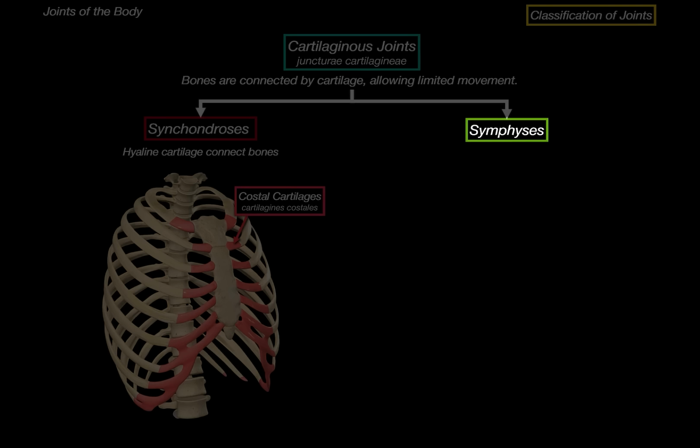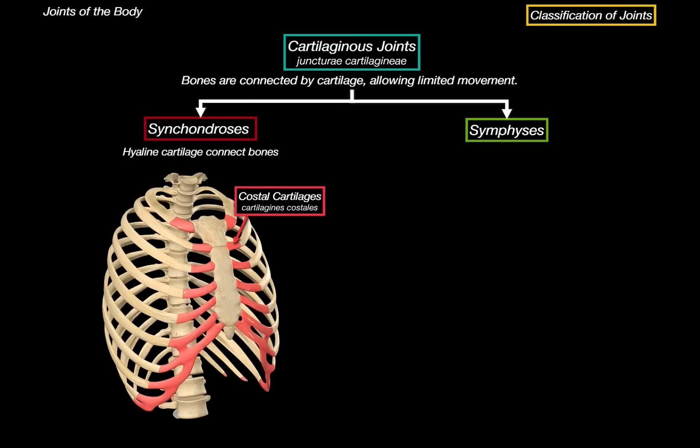Unlike synchondroses, these never fully ossify. They stay as cartilage for life. What makes them unique is that they are made of fibrocartilage, which is more durable and resistant to pressure. This is why symphyses are typically found in high-pressure areas of the body that need both strength and slight mobility.